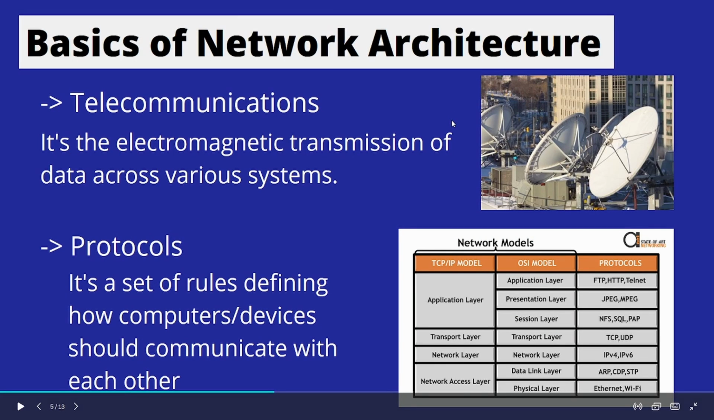Basics of network architecture. Primarily, there are two components: telecommunications and protocols. Telecommunications is the electromagnetic transmission of data across various systems. Whereas protocols are a set of rules defining how the computers or devices within a network should communicate with each other.